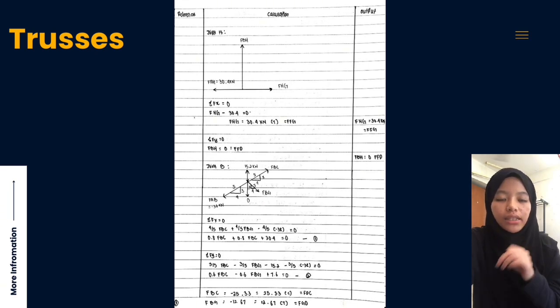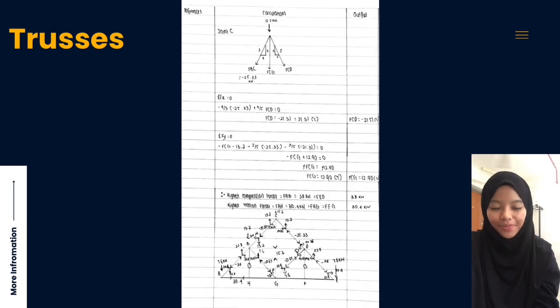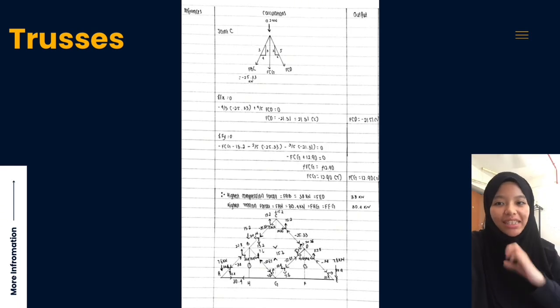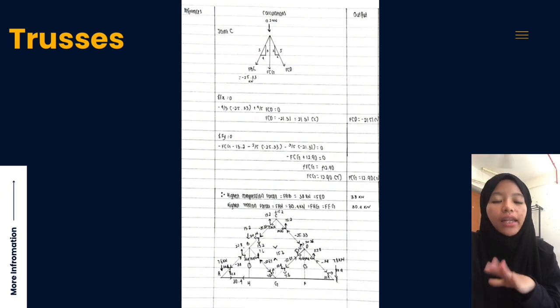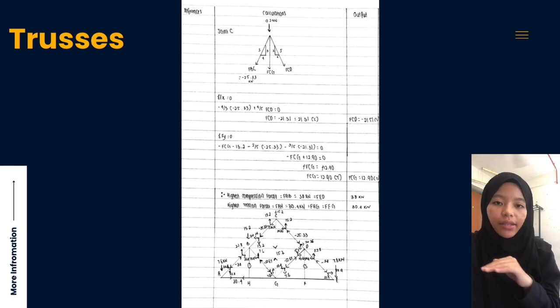Then we will get the total for FBC is negative 25.33, equal 25.33 C, and FBG is negative 12.67, equal 12.67. So the next joint is joint C. There is a 15.4 kN force acting vertically downward, and FBC, which we calculated as horizontal, negative 25.33 kN.